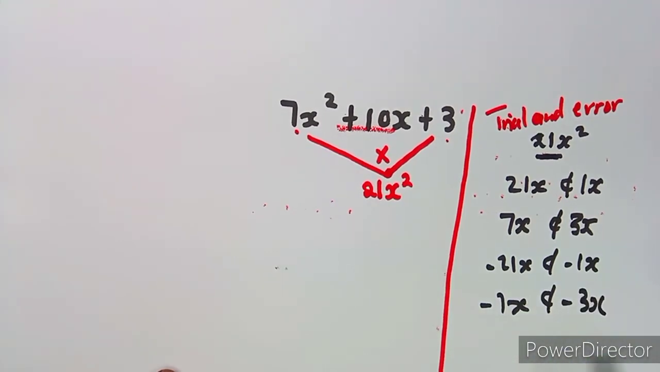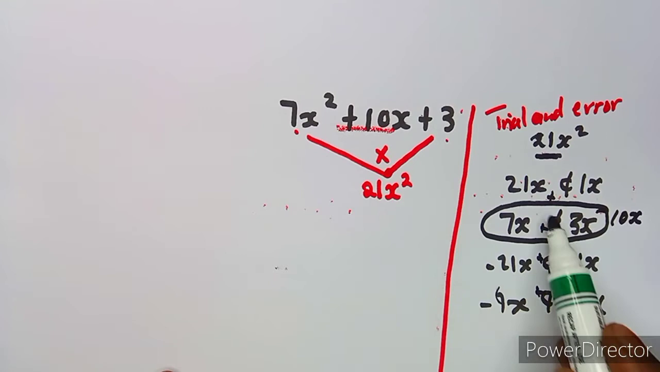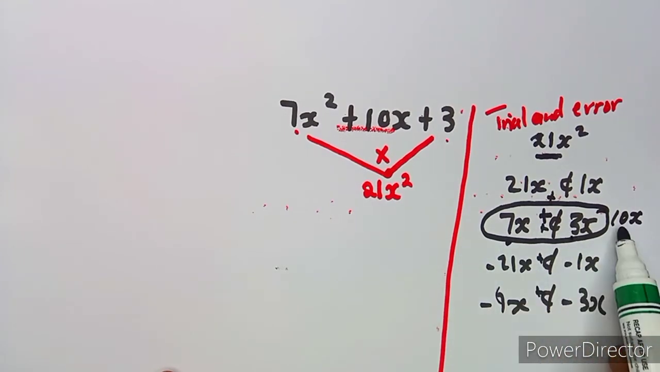So like I said, it's a trial and error. So you try, if you multiply all these numbers, they are going to give you positive 21. But which one, when you add, is where you're going to obtain 10. So all these, they are not going to give you 10. You're going to obtain 10 on these two. This is where you're going to obtain 10x when you add 7 plus 3, that's 10.